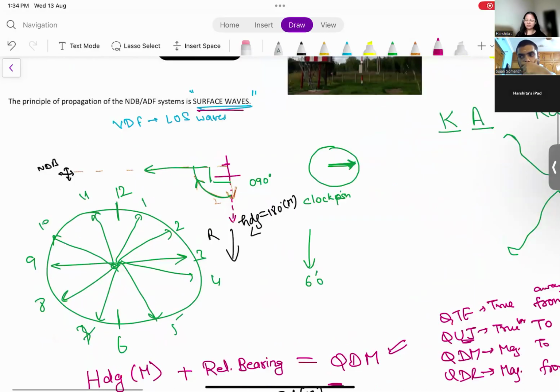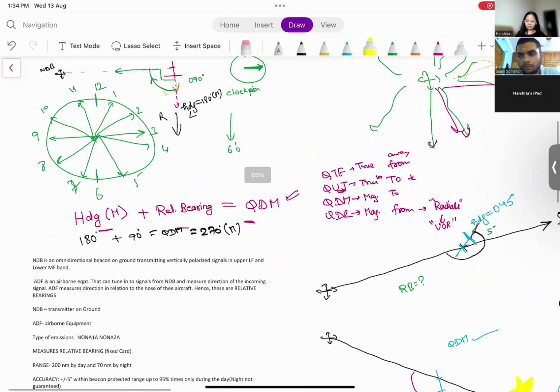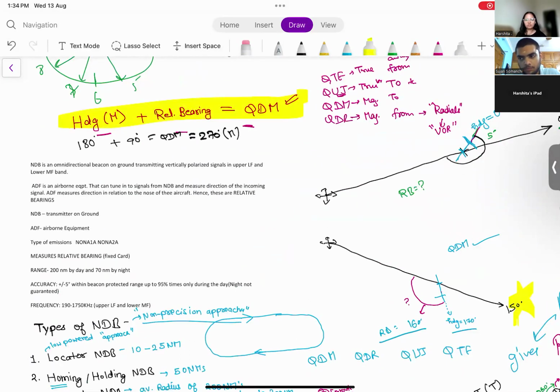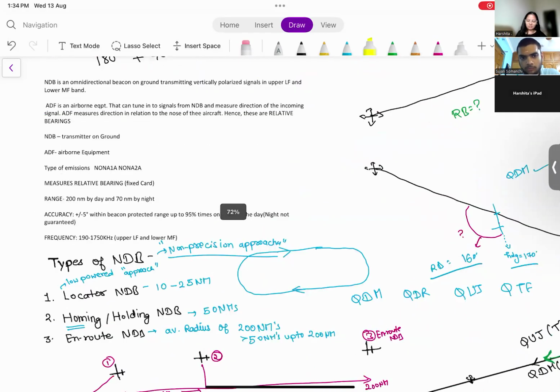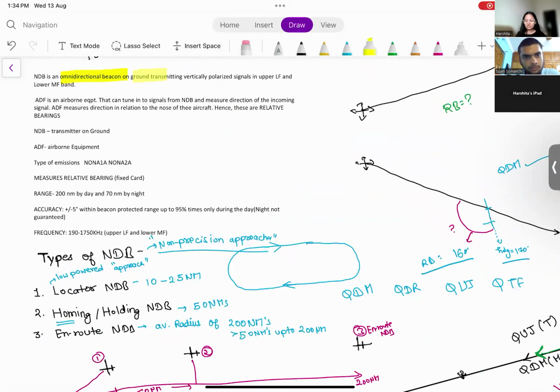Then they are using the surface waves. Right? We saw this formula which was very important and we will use it in future. Then NDB is an omnidirectional beacon on ground. Again, what kind of waves, what kind of signals are there? They are vertically polarized. Horizontally polarized signals are only used by two, HF and ILS. Remember? It lies in which band? Upper LF and lower MF. And what was the band? 1900 to 1750.